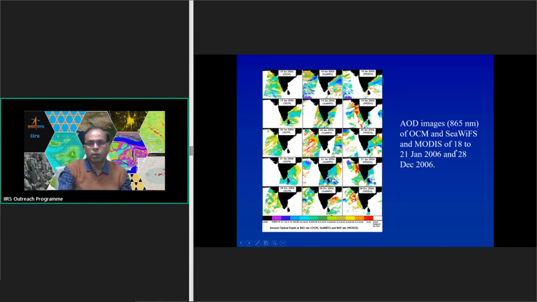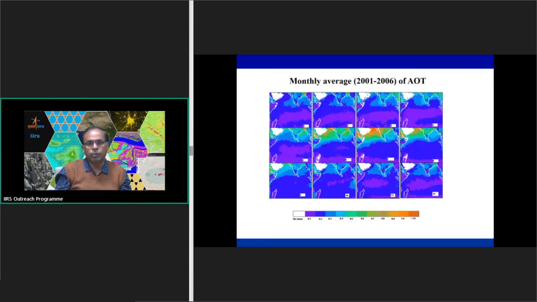It's at 865 nanometer. We have compared the OCM-derived aerosol optical depth, the CWIPS-derived aerosol optical depth, and the MODIS optical depth. All three optical depths are compared, and these things can be used to model the atmosphere and the radiation budget of the atmosphere.